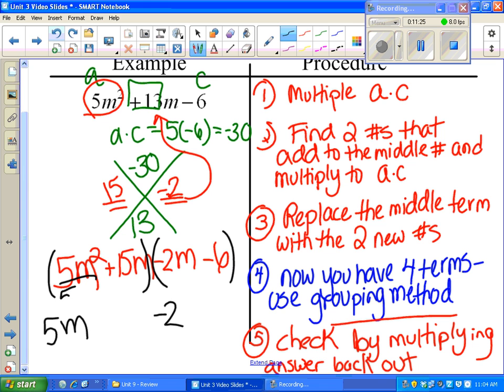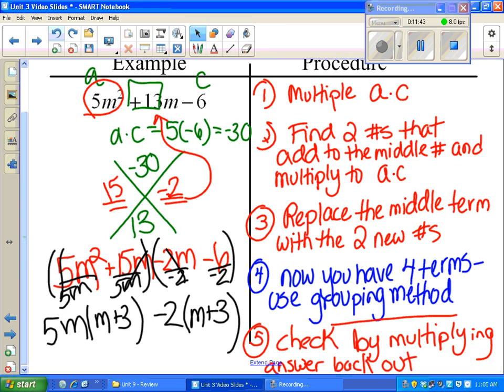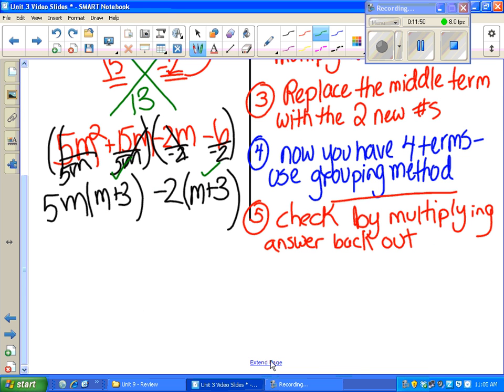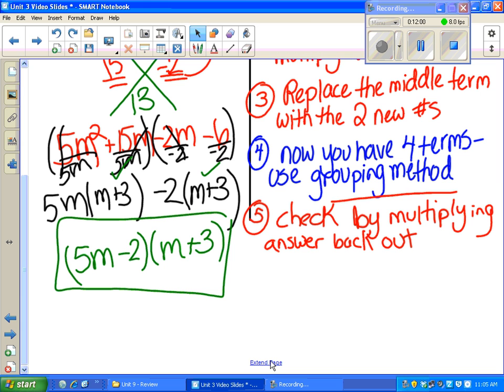So we'll divide by the GCF. So here we end up with m plus 3. Over here, when we divide by negative 2, we end up with, again, m plus 3. We check our parentheses. They are the same. They're both m plus 3s, so we can move forward. So we take what's on the outside, we put them in their own set of parentheses, so I'll have 5m minus 2 times m plus 3. I cannot factor either of those any further, so I'm all set.